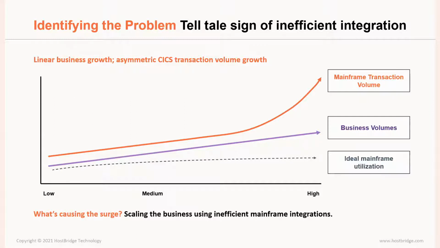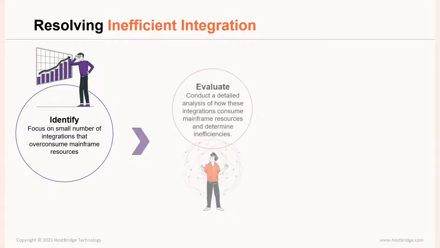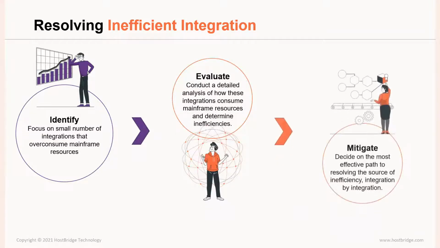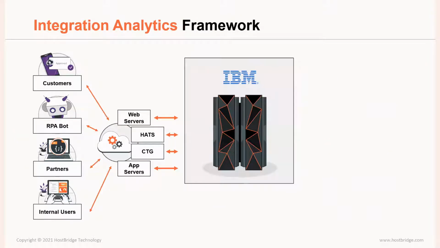So what we decided to do, with this customer and a number of other customers, was go on a journey to really figure out how we can identify, evaluate, and mitigate inefficient integration. Now, the first step is identification. And when we looked at what our customers had to even attempt identification of inefficient patterns of integration, there just wasn't much there. And it's kind of understandable.